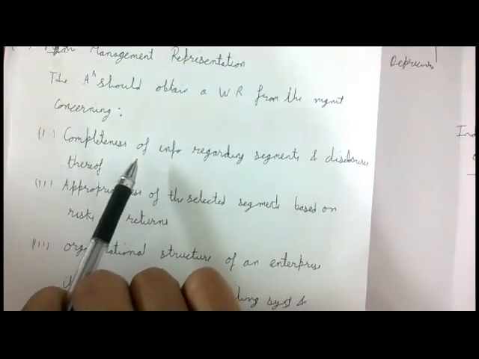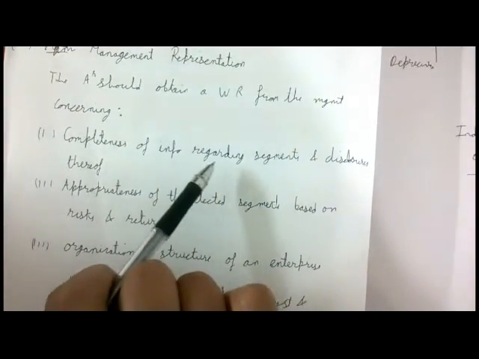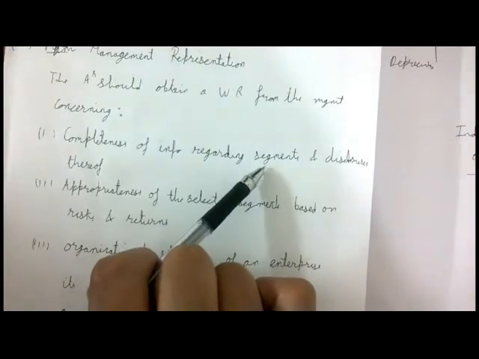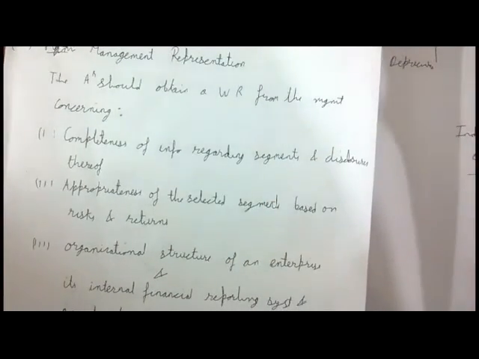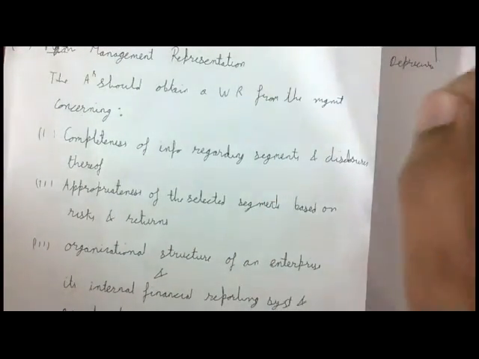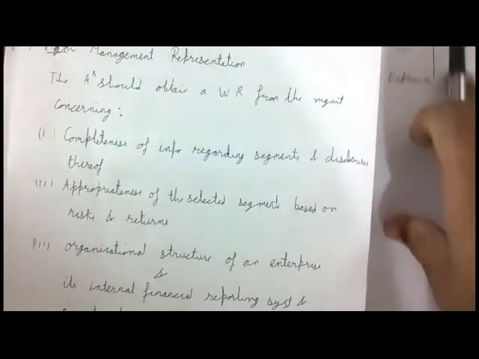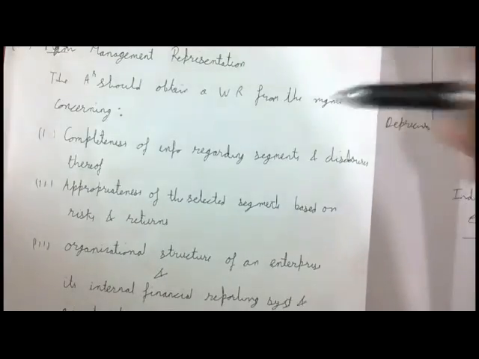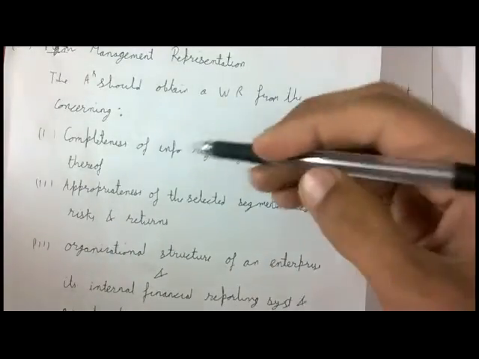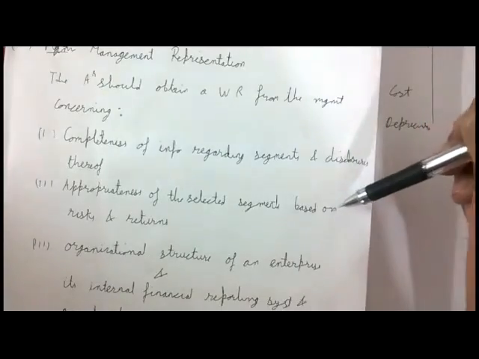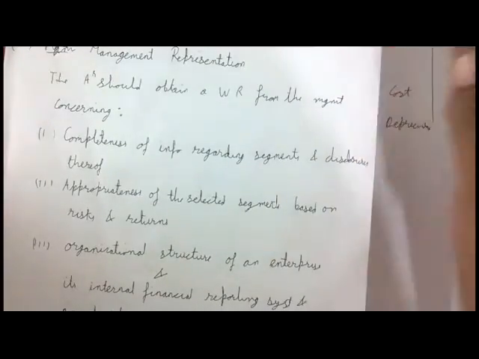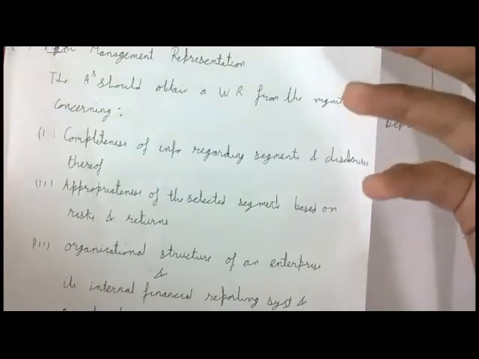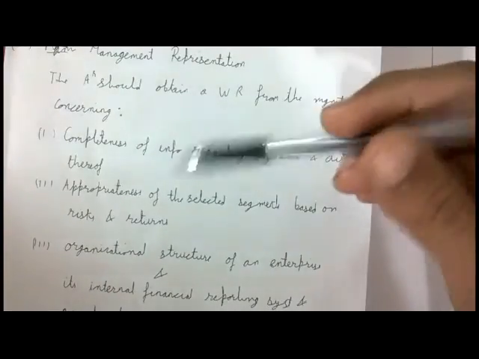The first thing which the management has to give in writing is completeness of information regarding segments and disclosures thereof. That is, the information regarding segments is complete, and the disclosures that were required were also complete. These 7 disclosures: cost, depreciation, sales, revenue, etc., are going to be disclosed, and the management is going to give it in writing that we have disclosed everything. Then appropriateness of the selected segments, based on risk and returns: that the segments you have divided are appropriate. The management is again going to give it in writing.